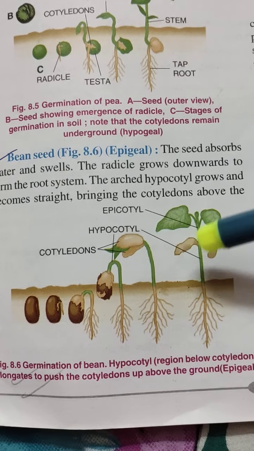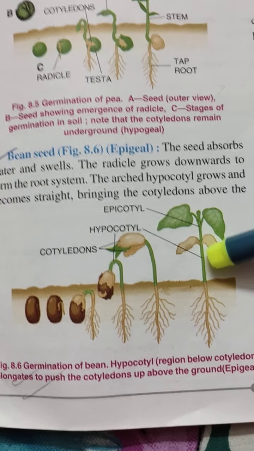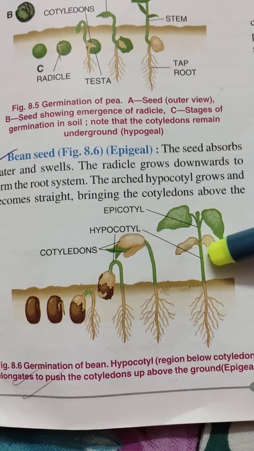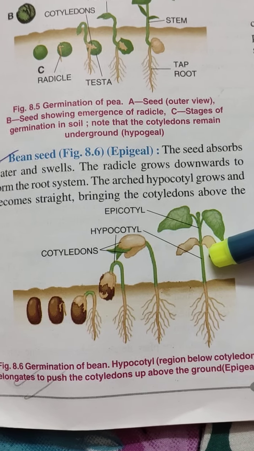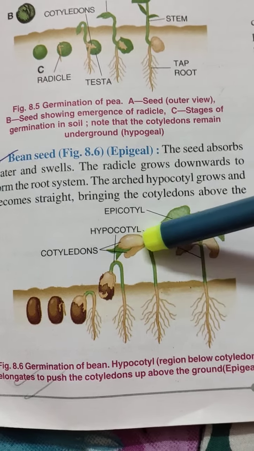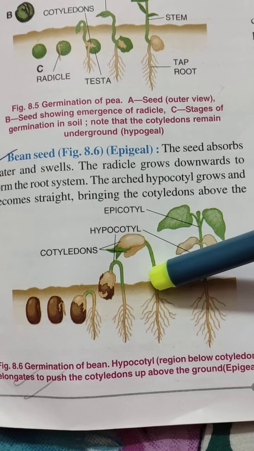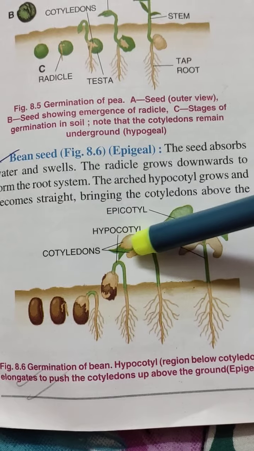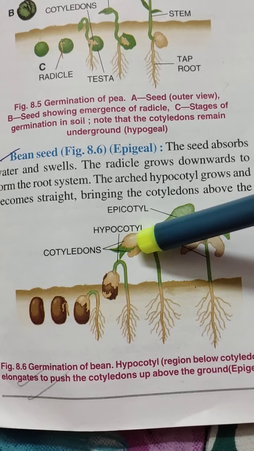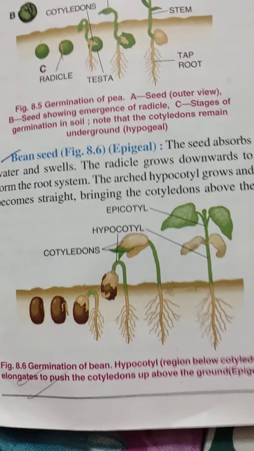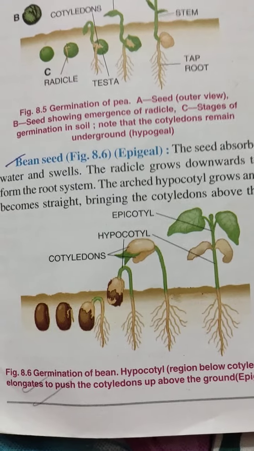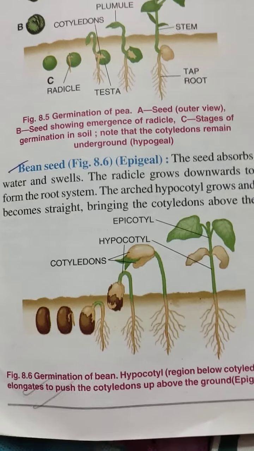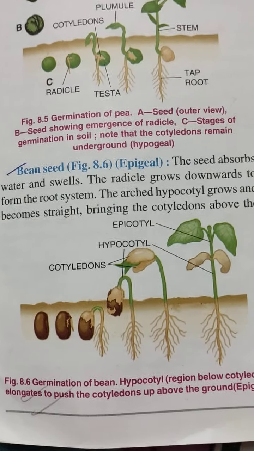After this, foliage leaves emerge, and these leaves wither up or fall off. And because the hypocotyl is this portion, this portion is elongating, so the cotyledons are bound to come above the ground. So it is the epigeal mode of germination. Clear?